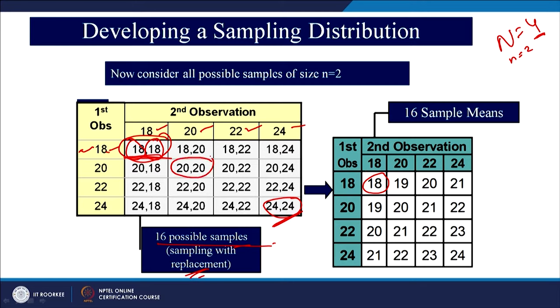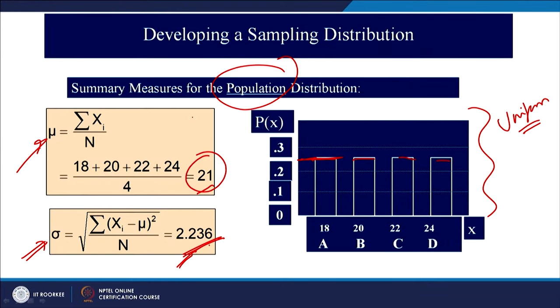Mean of this is 20, isn't it? Mean of this is, you can calculate, right. So this is 21, right, mean of this is 21, isn't it, and so on. So you have got 16 sample means. Earlier, what was the mean? It was 21, right. Just look at this, it was just 21.